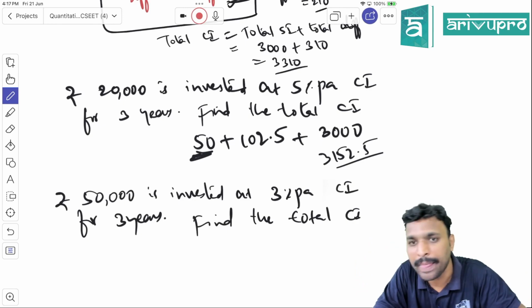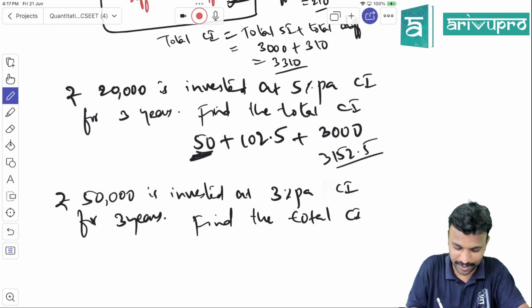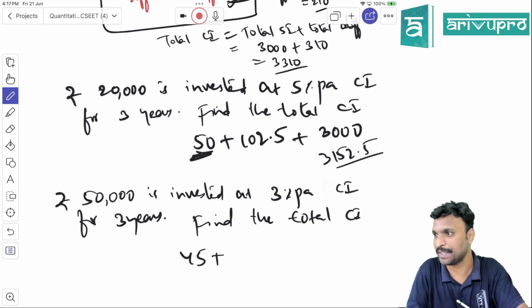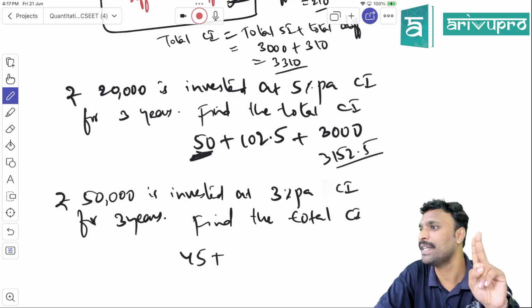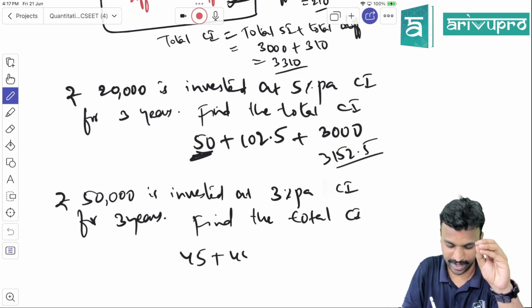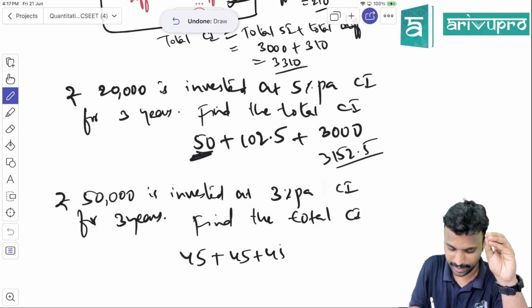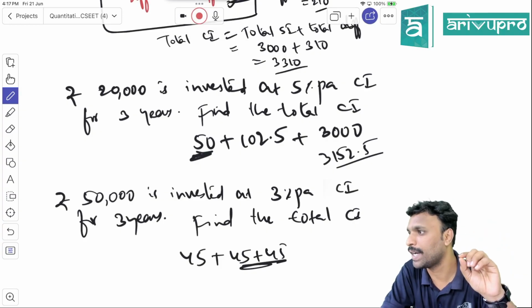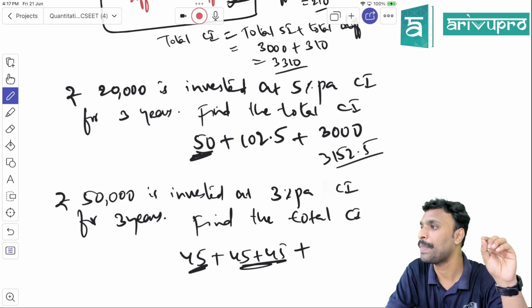Keep it aside. Now the difference for the second year is 1500 into 3%, 45. Now, first year, second year difference 45. Now on the 2 year SI you have to take 3%. 1500, 3% is 45, plus 45 which is 90. This is the 2 year SI plus how much percent on 45?